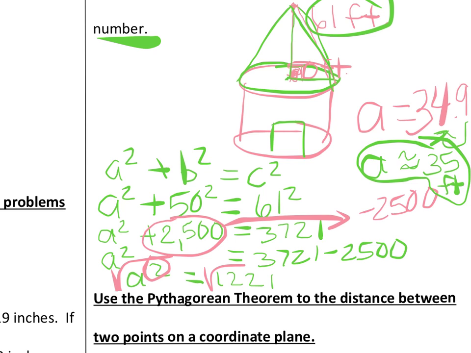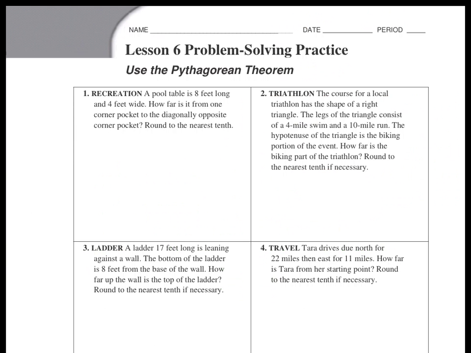approximately 35 feet. So at this point, again, I want you to pause the video and just try number 1, the question about the pool table. So here it is, lesson 6, problem solving page. Try number 1 here about the pool table. You might want to draw that out, what you think that would look like, and label what you know about it before you get started. And then try to find your answer. Notice that it says round to the nearest tenth on this one. And solve that problem. Once you've got it solved, raise your hand and let me check it, and then you can go on with the video.